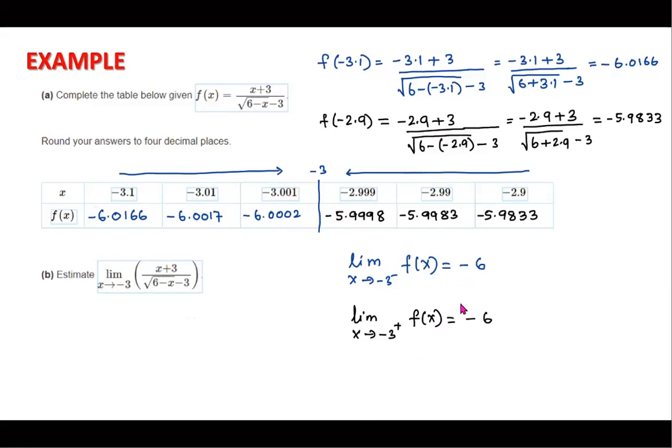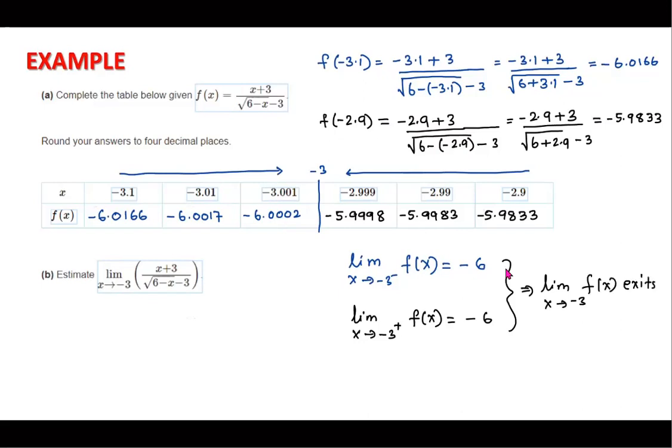The meaning of that is your left-hand limit and right-hand limit are equal. This is the left-hand limit, this is the right-hand limit. The limit from the left side and the limit from the right side are equal. So it means that the limit as x approaches negative 3 from both sides exists.